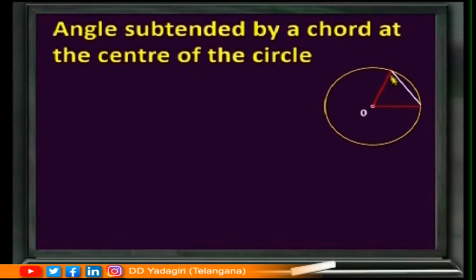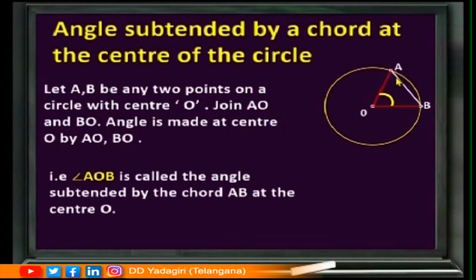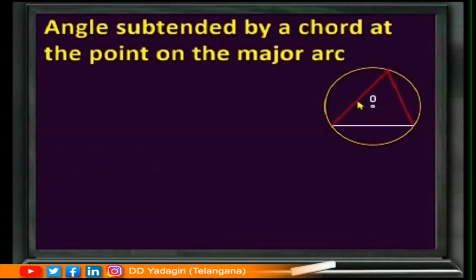The first case is the angle subtended by a chord at the center of the circle. So, this is the circle and two radii OA and OB are drawn, and AB is a chord here. AOB is an angle made at the center. Now, let A, B be any two points on a circle with center O. Join AO and BO. The angle made at center O by AO and BO, angle AOB, is called the angle subtended by the chord AB at the center O.